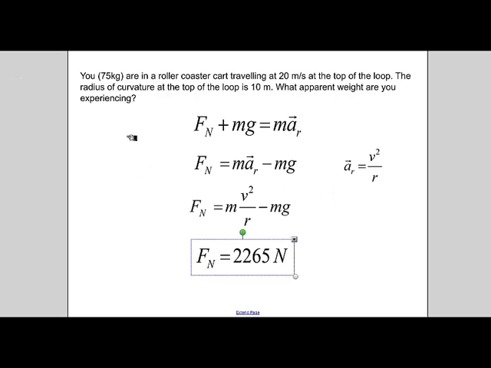Now we think about what the question asks. We say that, well, the question is asking for the apparent weight. What is the apparent weight? That's the normal force. So let's solve for that.